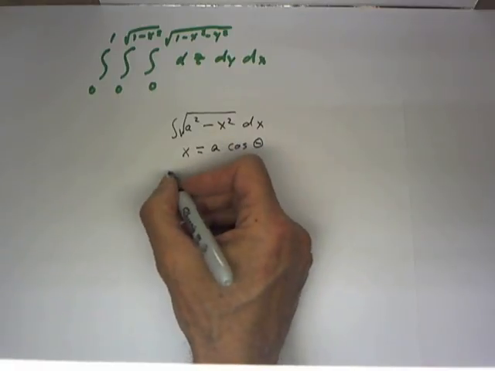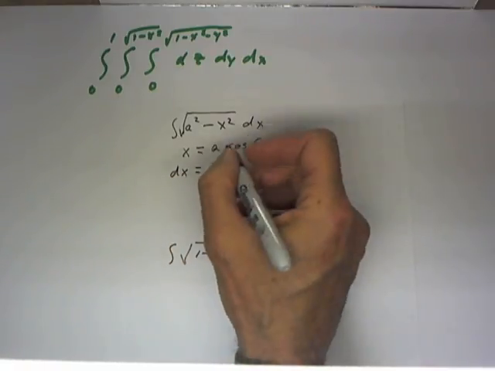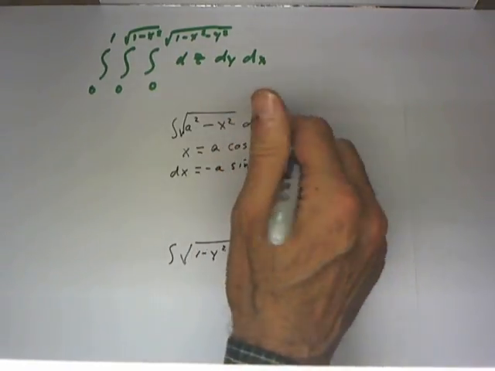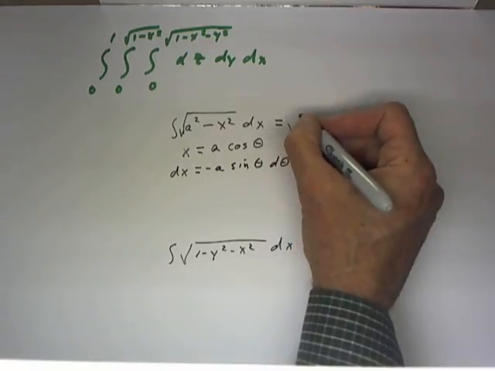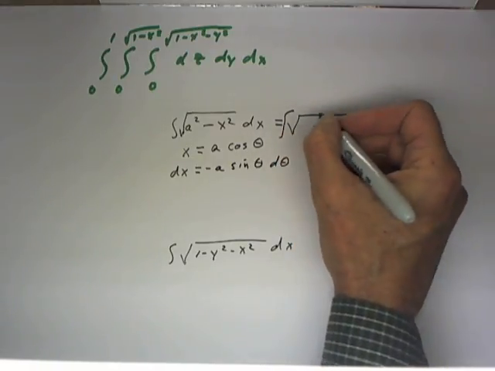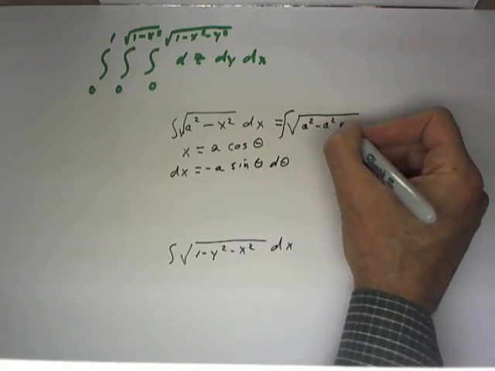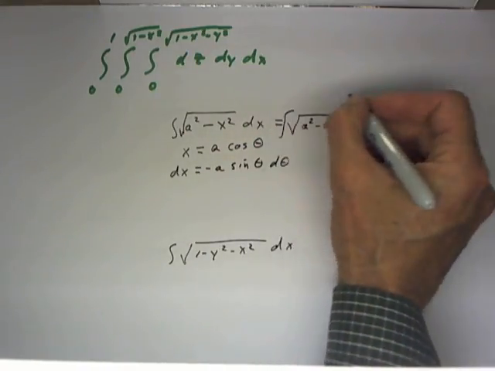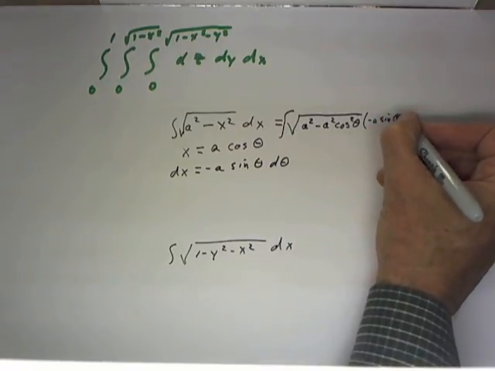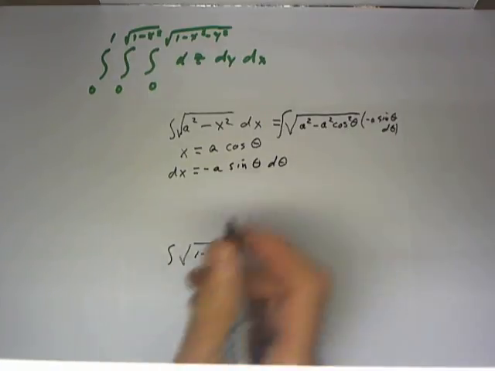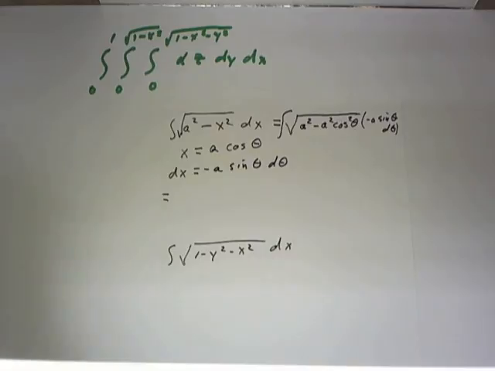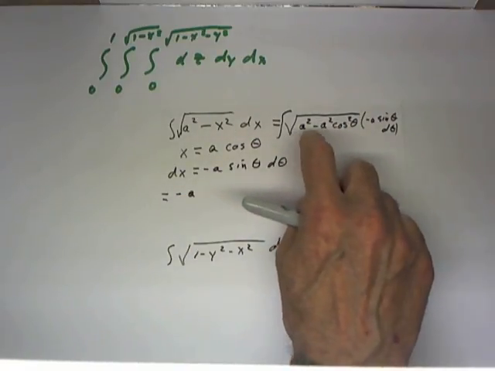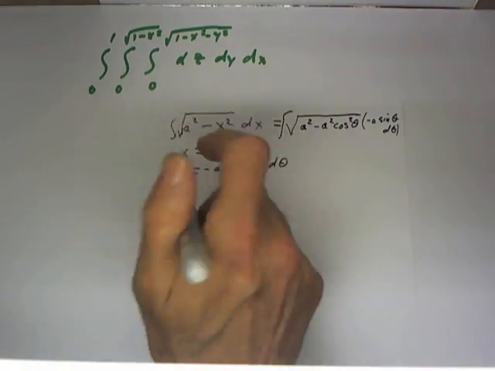Okay, so if x equals a cosine theta, then dx equals what? Well, it's going to be negative a sine theta d theta. So that this integral becomes the integral of the square root of a squared minus a squared cosine squared theta times dx, which is negative a sine theta d theta. And simplifying this, we can factor out the negative a here, and we can also factor a squared from within the square root, giving us another factor of a.